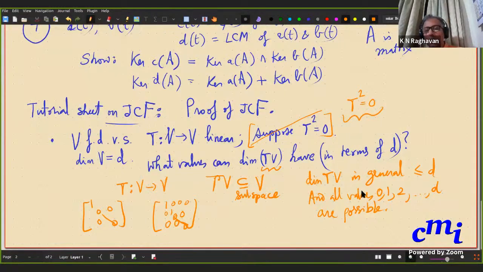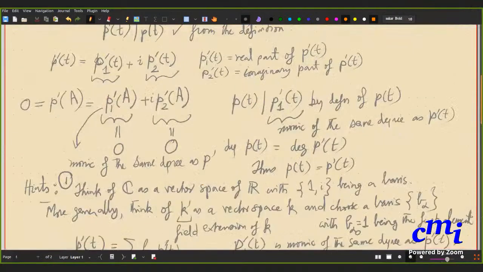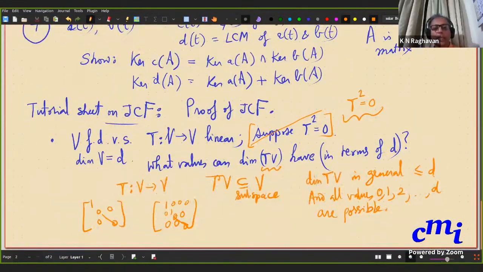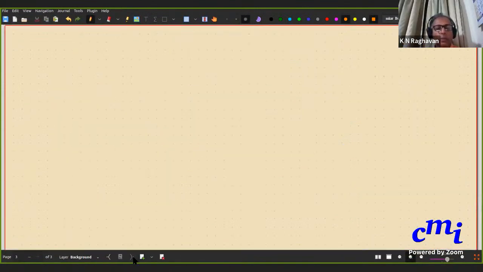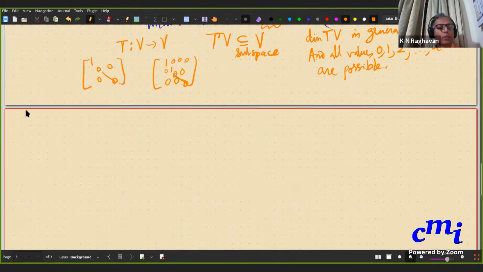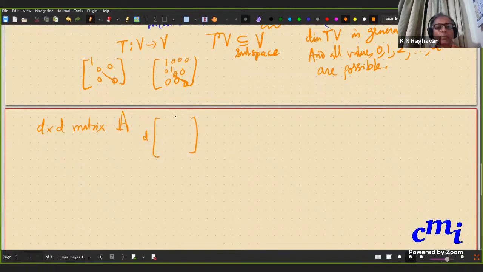So the general linear transformation itself can have values 0, 1, 2 up to D. What we are asking is, suppose T squared is 0, right? So I take a square matrix. Say let's say a 10 by 10 matrix, if D is 10. So you take a D by D matrix, T, or A if you call it, some D by D matrix, and A squared is 0. And then the question is, what is the rank of it? What values can the rank of A take?